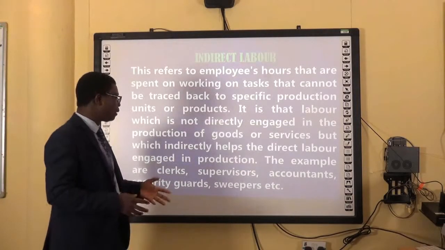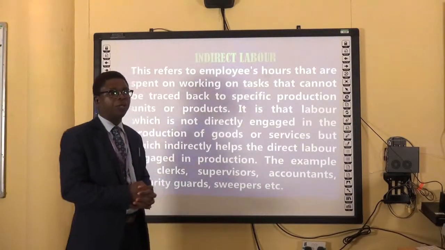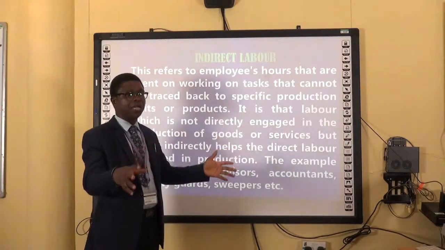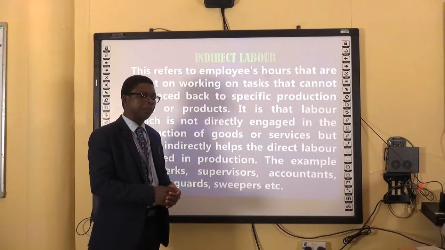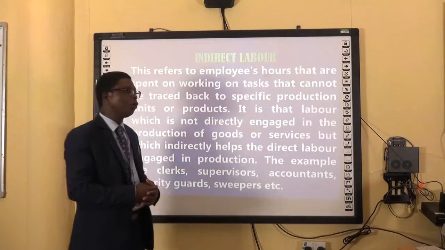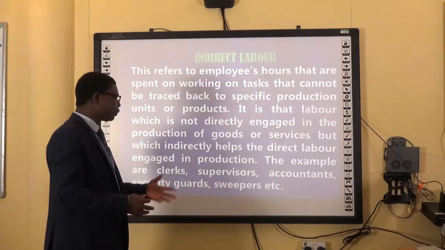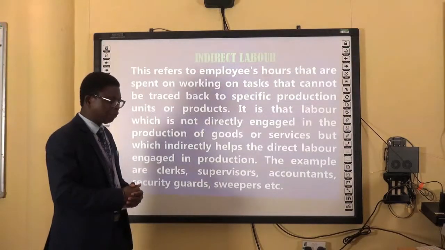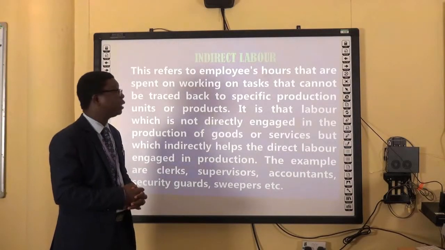A typical example is clerks. If you take the example we used under direct labor, a block factory, the clerk who keeps the record of all the workers involved in the molding of the blocks is a typical example of indirect labor, because at the end of the day, you cannot trace his effort directly to a specific unit of the production. So we have clerks, supervisors, accountants, security guards. These employees' services cannot be traced directly to a specific production unit of the organization, so we categorize them as indirect labor.